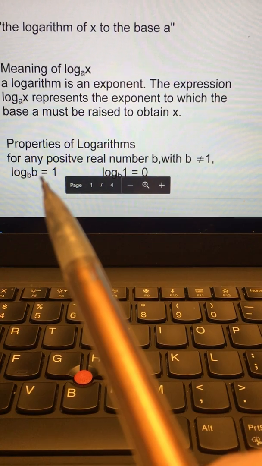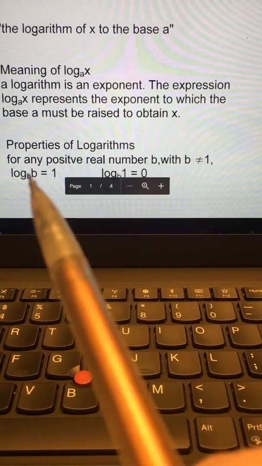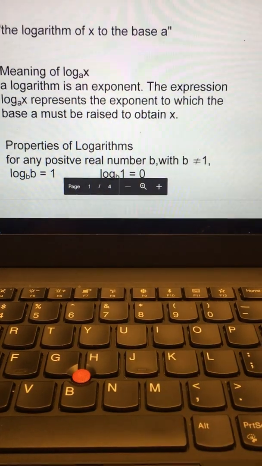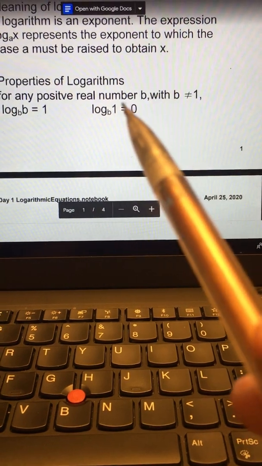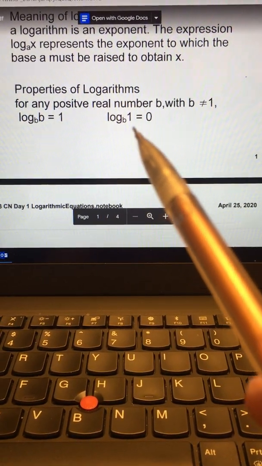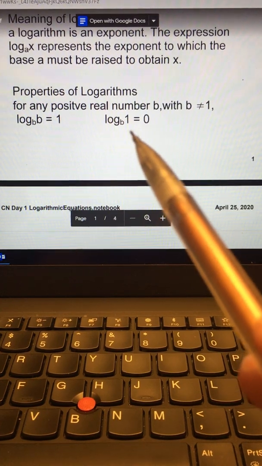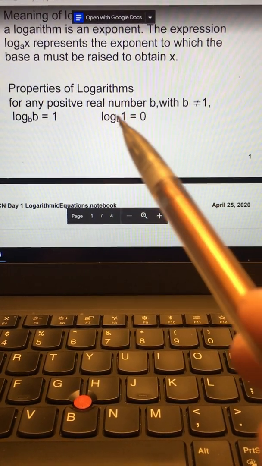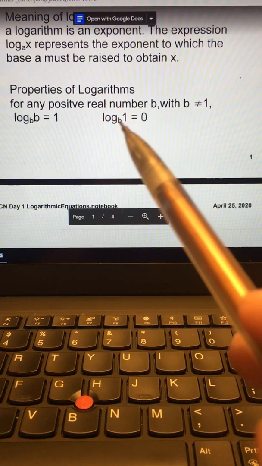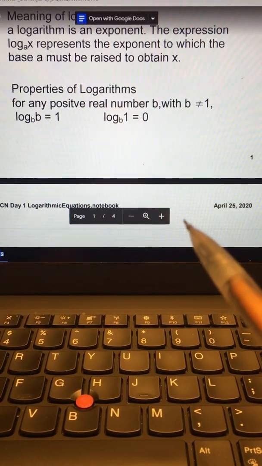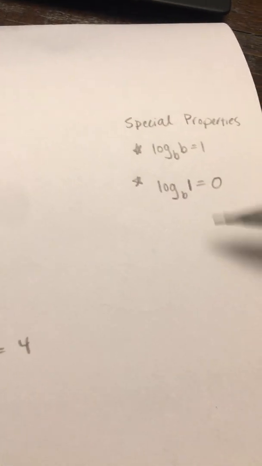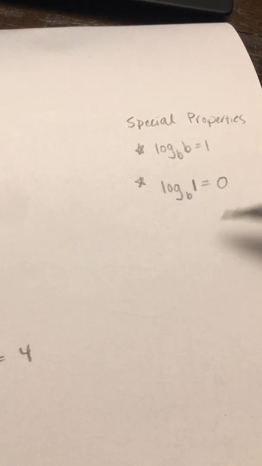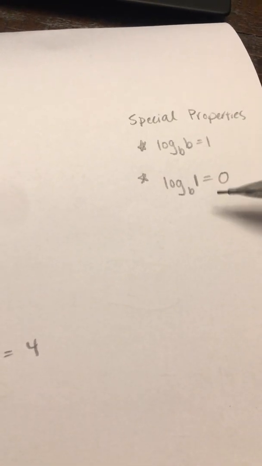When the base and the value are the same number or same letter, the entire log becomes a 1. And this one is saying if your value is 1, it doesn't matter what the base is, the entire log becomes a 0. So these are shortcuts that we can use. They're special properties. When we start the examples, I put these off to the side. You probably want to do that on homework as well, just to get used to using these and seeing these.